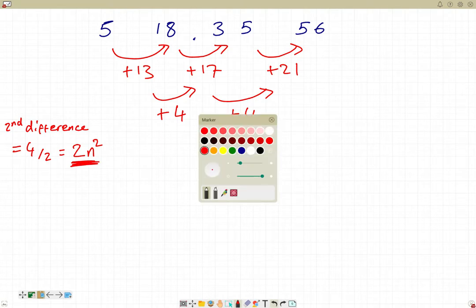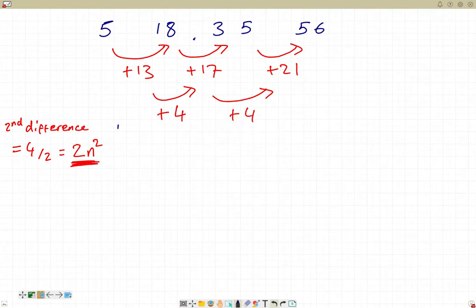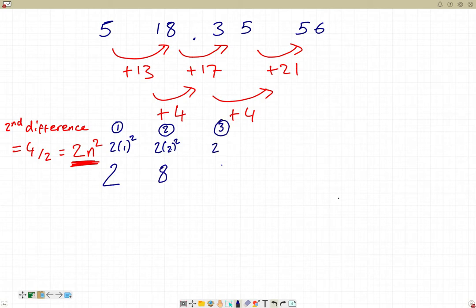Now I generate this sequence. When I substitute in 1, I get 2 times 1 squared. 1 squared is 1, times 2 is 2. So the first term is 2. When I substitute 2 into 2n squared, 2 squared is 4, 4 times 2 is 8. Substitute 3 into 2n squared: 3 squared is 9, 9 times 2 is 18. Substitute 4 into 2n squared: 4 squared is 16, 16 times 2 is 32.